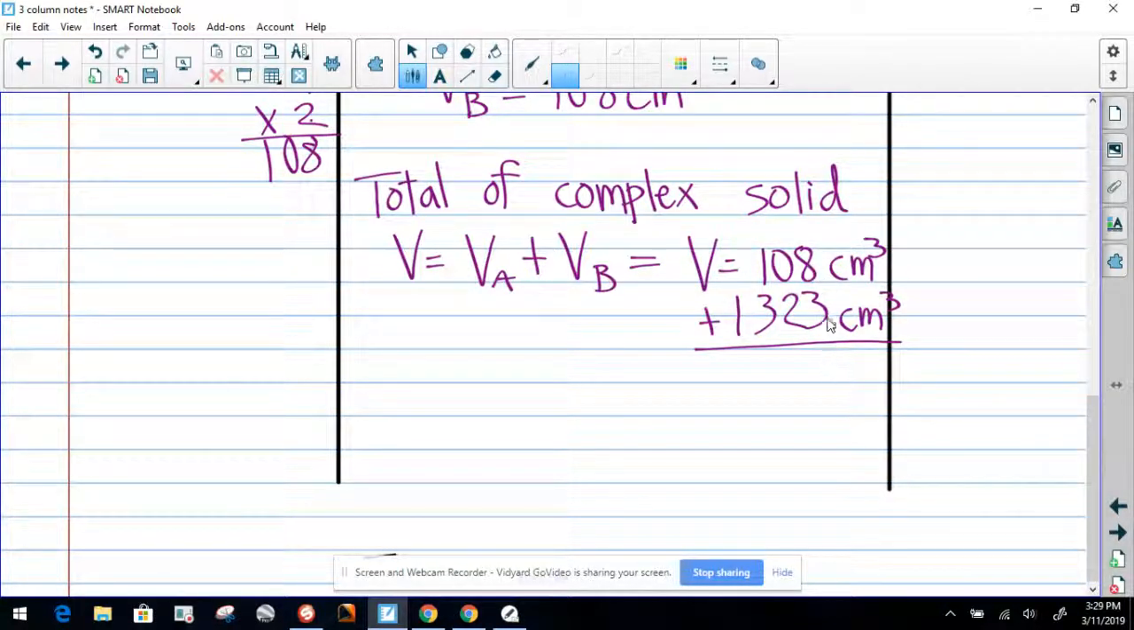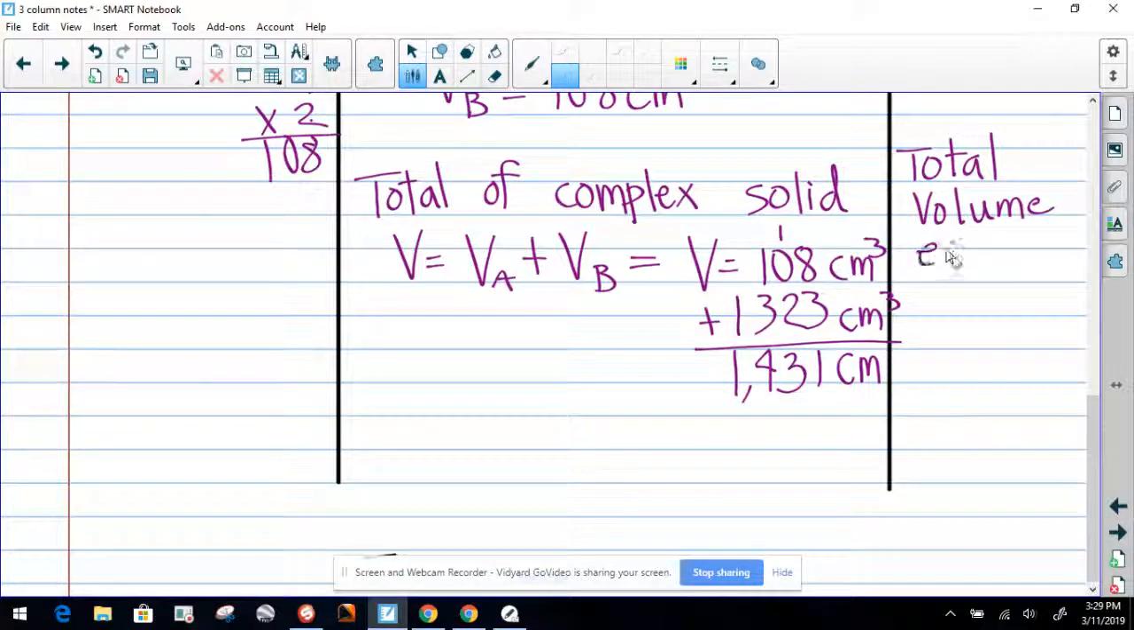3 plus 8 equals 11. You carry 1 over. 2 plus 1 equals 3. 3 plus 1 equals 4. And 1 plus 0 equals 1. So now we know that the combined total volume of these two shapes equals 1,431 cubic centimeters. And let me write that cube right there.